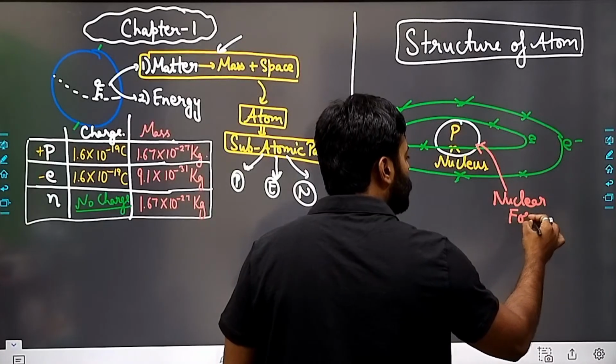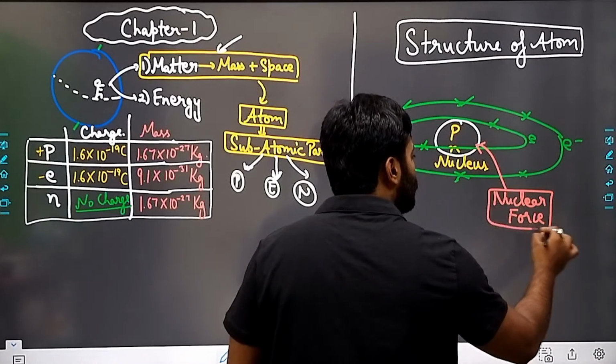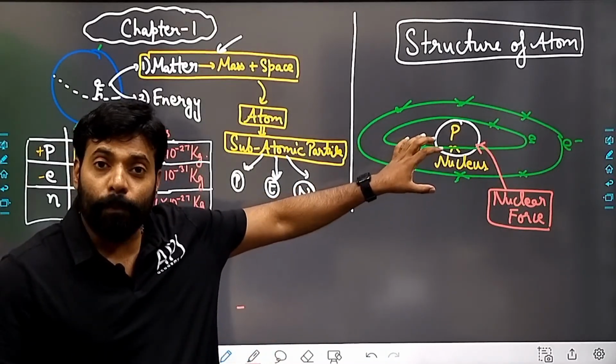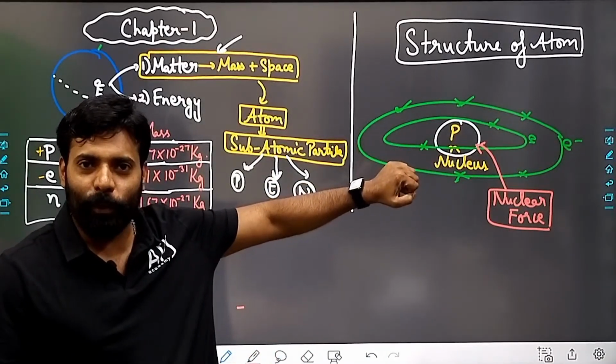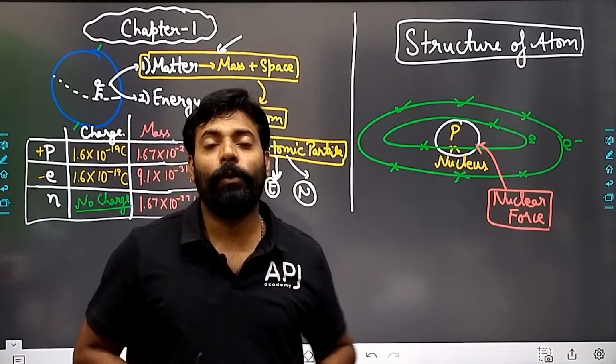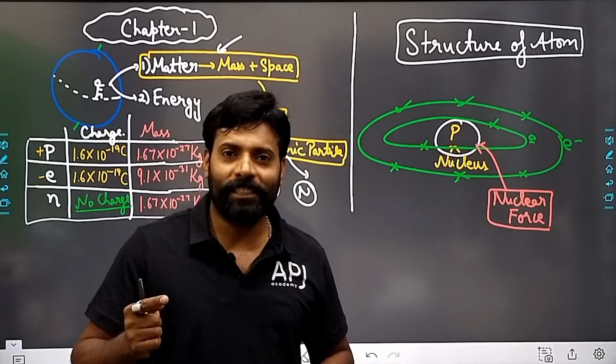तो न्यूक्लियर फोर्स इज द स्ट्रॉन्गेस्ट फोर्स. तो यहां से चार्जेस को निकाल पाना बहुत मुश्किल होता है. It's very difficult to get the protons and neutrons out from the nucleus because they are held by strong nuclear force, right? So it is very much difficult.